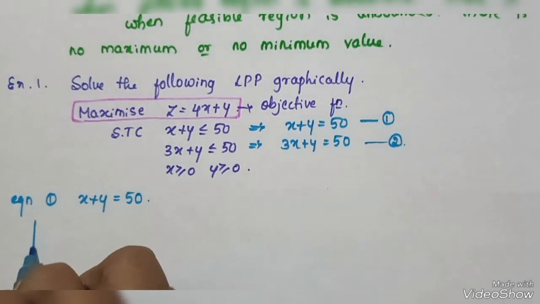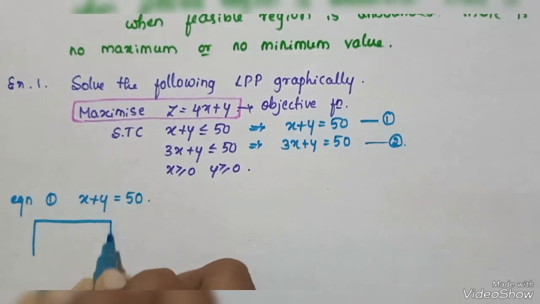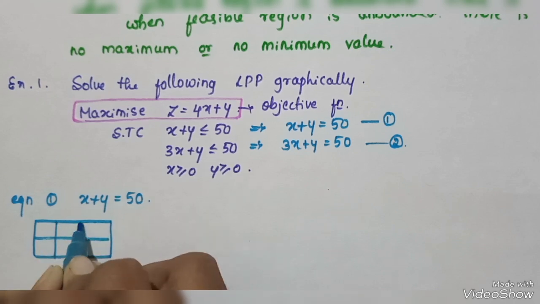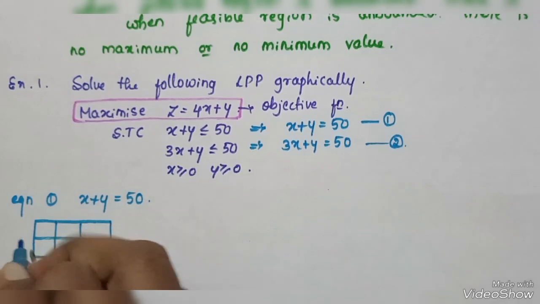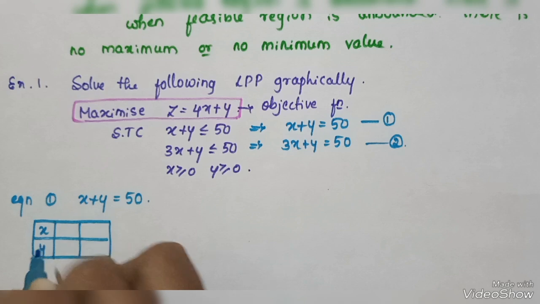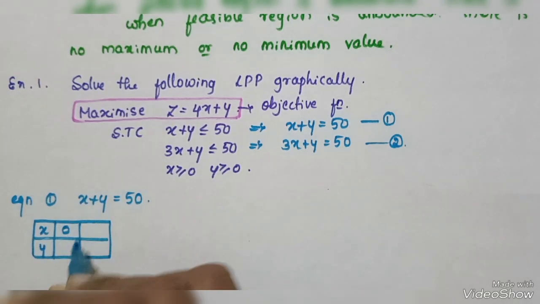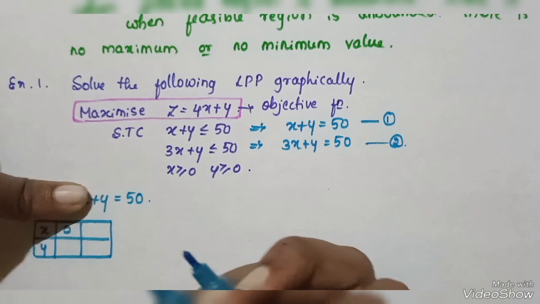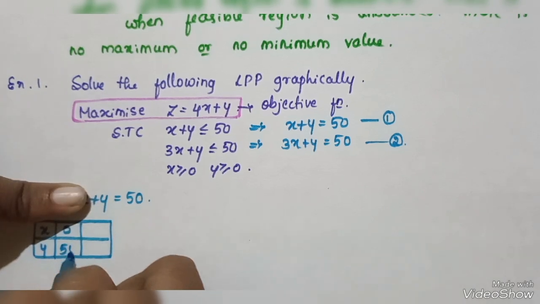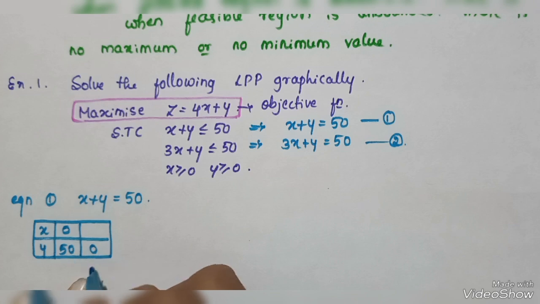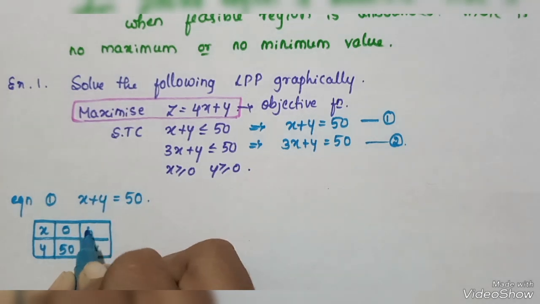Now take one box, taking the values here. First, x, y, I am considering for this equation. Substitute x equals 0 in the equation, we get y equals 50. And again substitute y equals 0, then we get x equals 50.